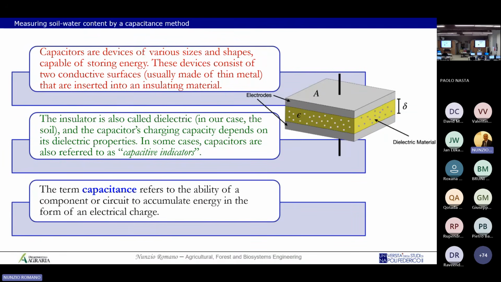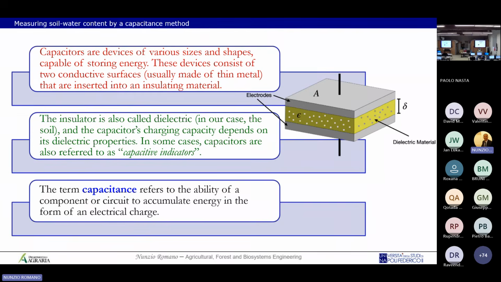So what we are measuring with the capacitance probes is the dielectric characteristic of this dielectric material, and this is soil. And the term capacitance that you can find in the manuals and guides for users is the capacity of this system to accumulate energy in the form of electrical charge. And this is directly linked to the permittivity of the system.